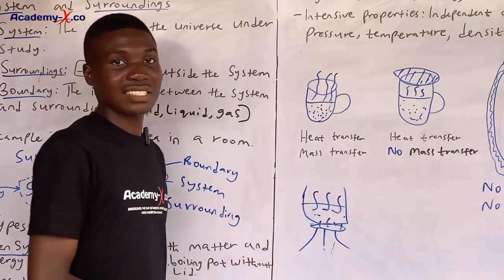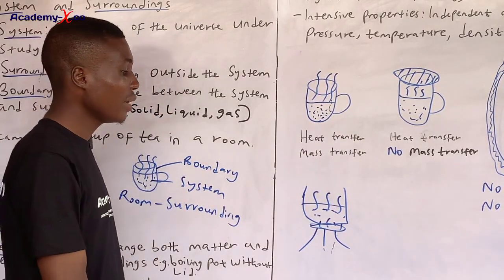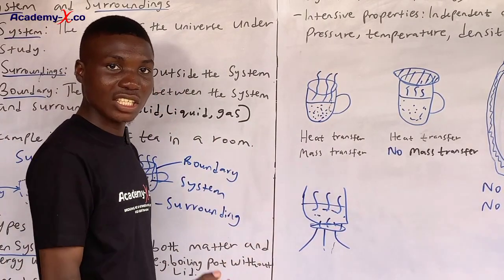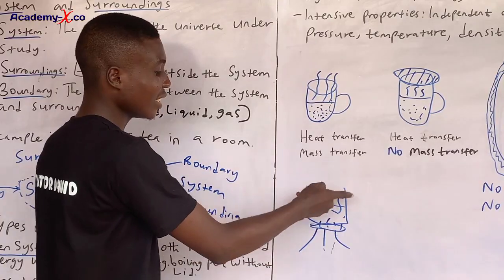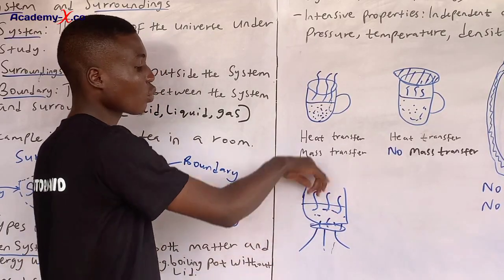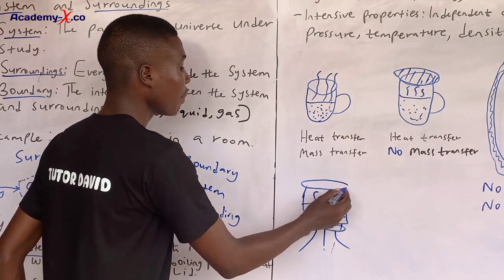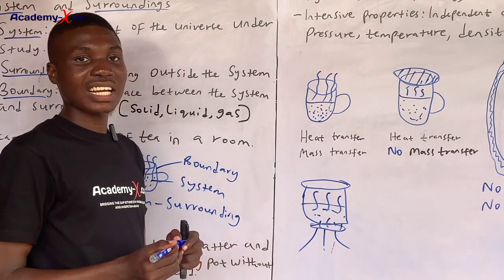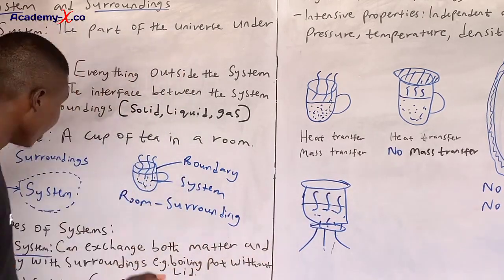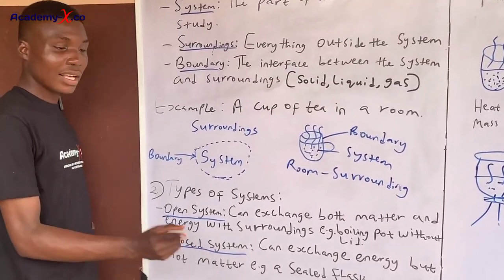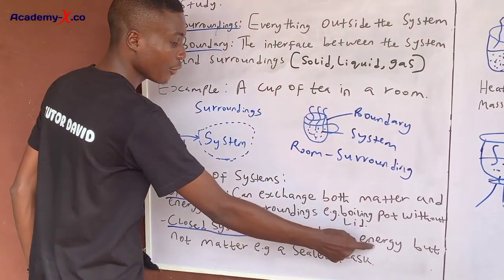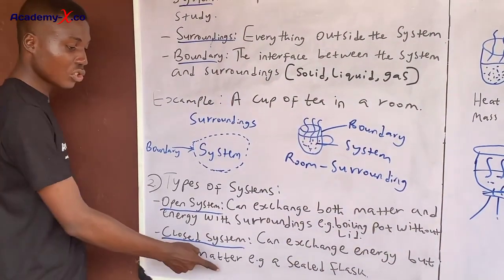Now that gas is an example of matter. So what's happening is that there's an exchange of energy in the form of heat, and there's also exchange of matter from liquid to gas that is going out to the surrounding. The moment you place a lid over the pot, automatically what you're going to have is a closed system. The reason is because a closed system is a system where there can be exchange of energy but not matter.